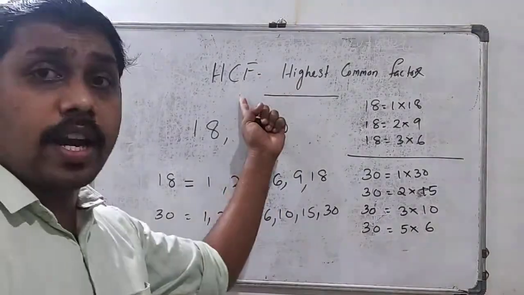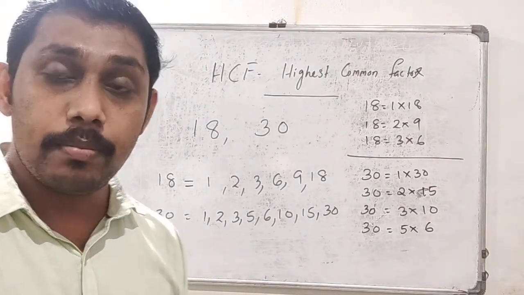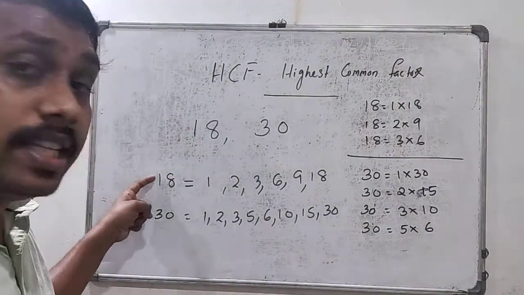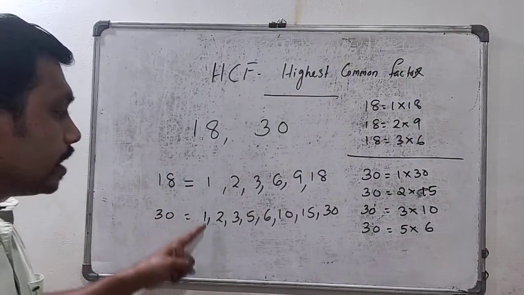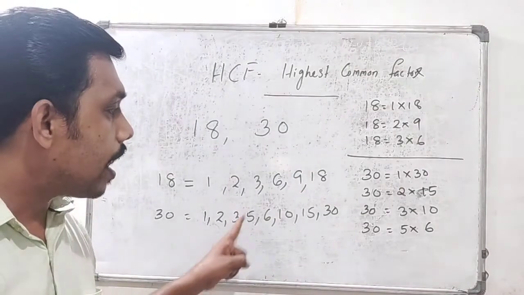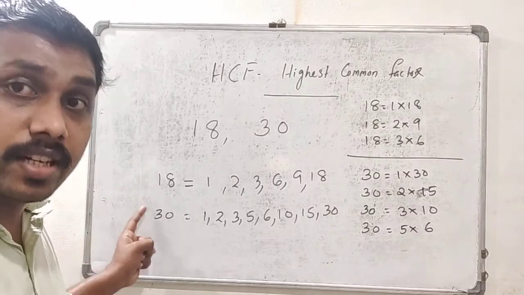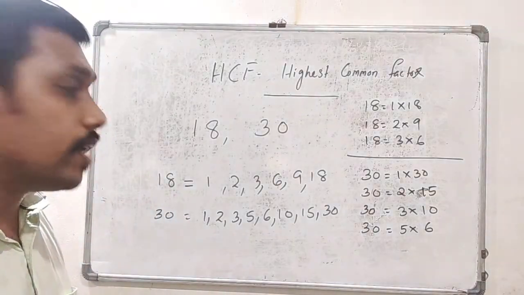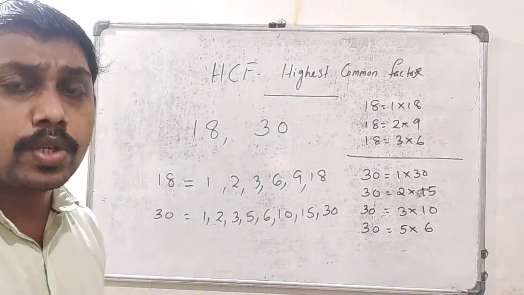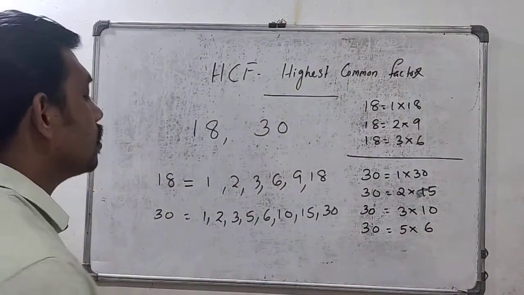So here we have to study what? HCF, that is highest common factor. That means we need to find the highest common factor of these two numbers. Look here. 1 is common, 2 is common, 3 is also common, 6 is also common, isn't it? So in 18 and 30, the common factors are 1, 2, 3 and 6. Which number is the largest? Yes, 6.